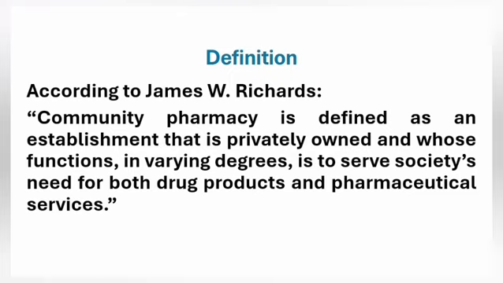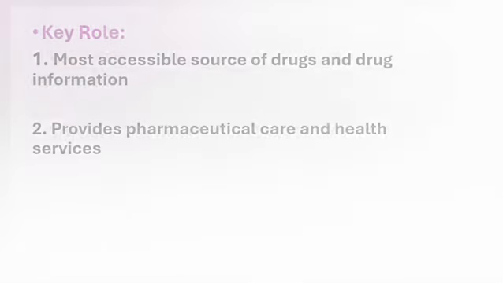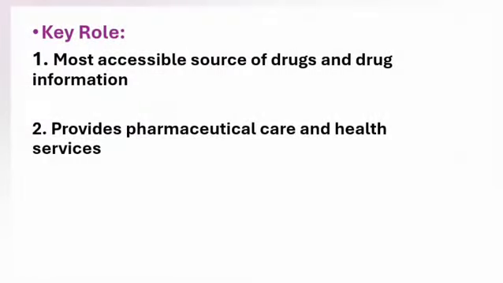Definition: According to James W. Richards, community pharmacy is defined as an establishment that is privately owned and whose function, in varying degrees, is to serve society's need for both drug products and pharmaceutical services. Key role: First, most accessible source of drugs and drug information. Second, provides pharmaceutical care and health services.